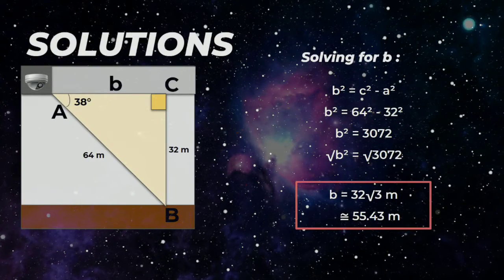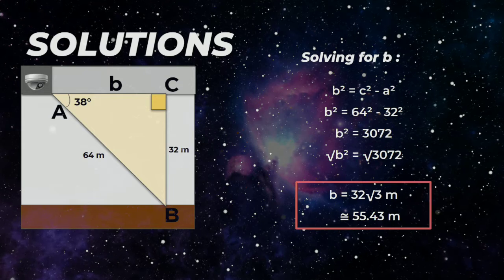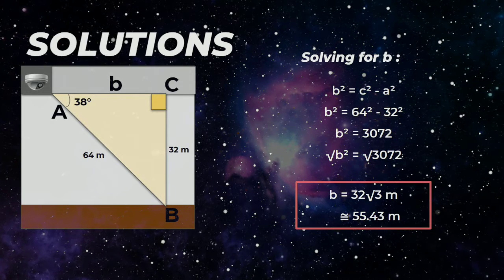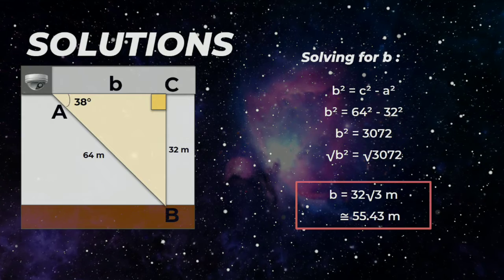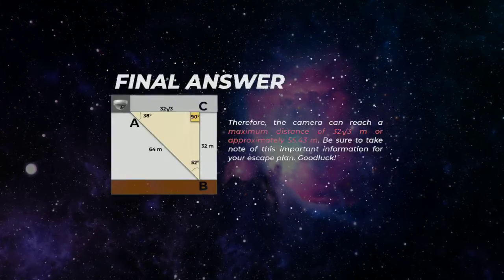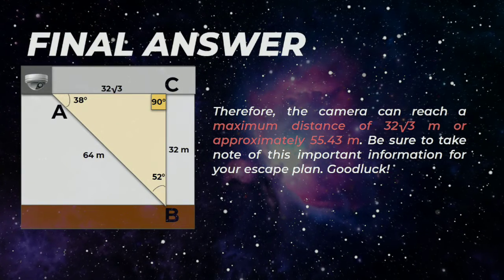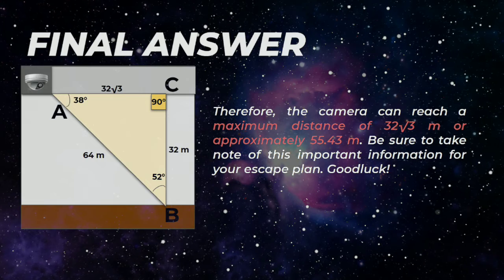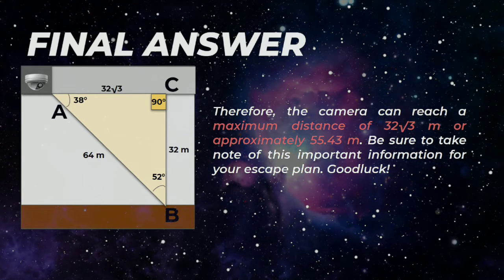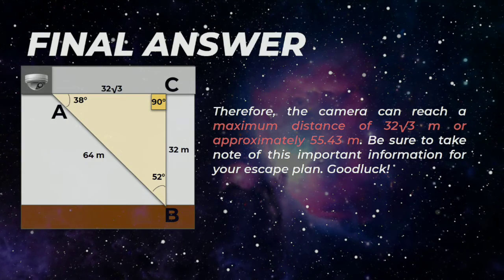Simply substitute the given values, and you will arrive with b squared equals 64 squared minus 32 squared. Solve for the difference and the answer will be 3072. To solve for b, we must square root both sides to eliminate the exponent of b. Therefore, we now have a final answer of b equals 32 square root of 3 meters, or approximately 55.43 meters. Be sure to take note of this, mere human, for it will be of great help to your future endeavors, especially in escaping this prison room.